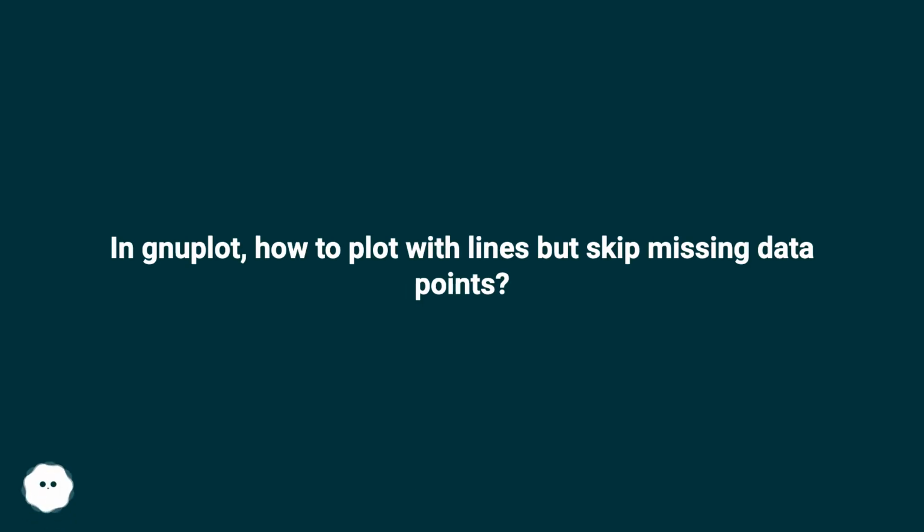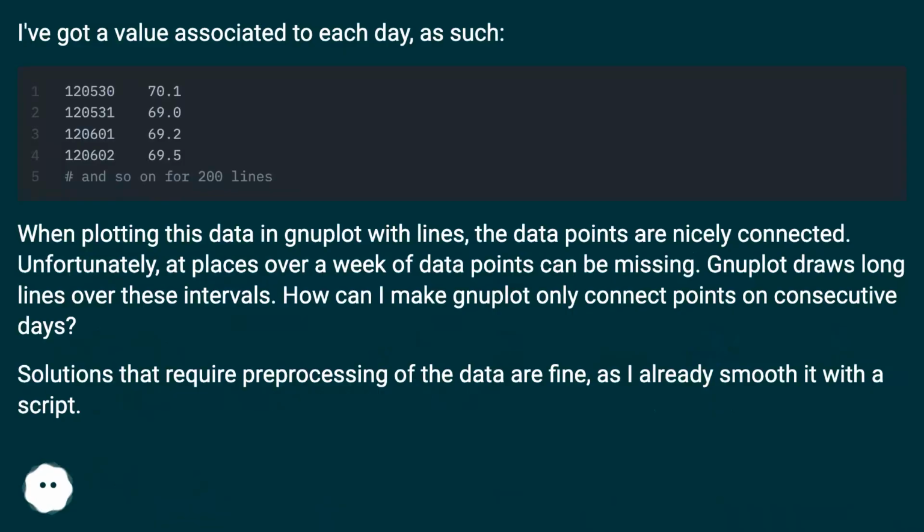In Gnuplot, how to plot with lines but skip missing data points? I've got a value associated to each day, as such. When plotting this data in Gnuplot with lines, the data points are nicely connected.